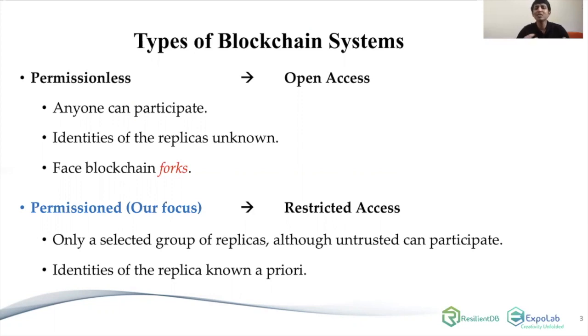The key issue with these blockchain systems is that they face something called forks in the blockchain. That is why a lot of people in the industry suggested moving towards permissioned blockchain systems. In these permissioned blockchain systems, only a select group of replicas can participate, although some of them may not be trusted. Identities of each replica are known a priori.